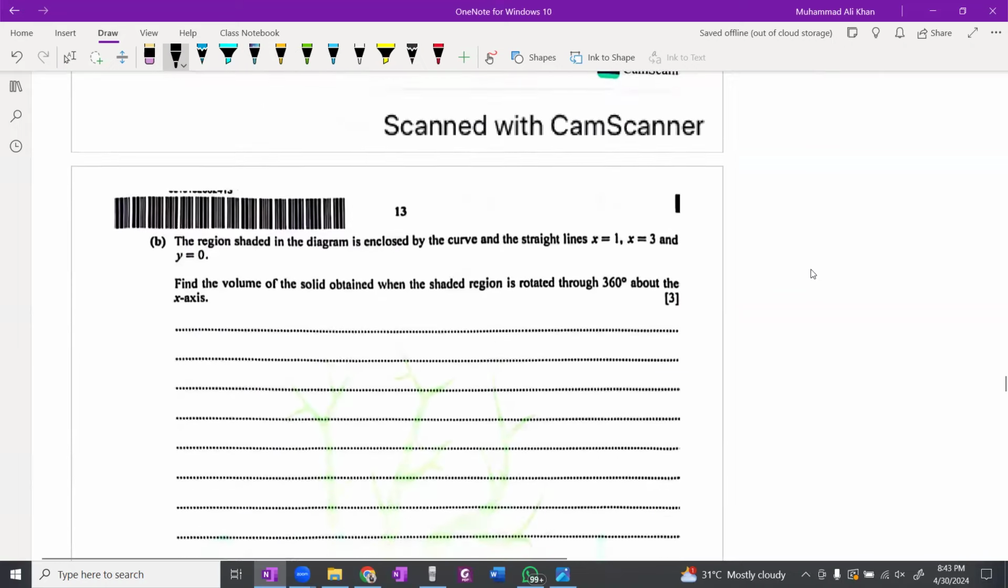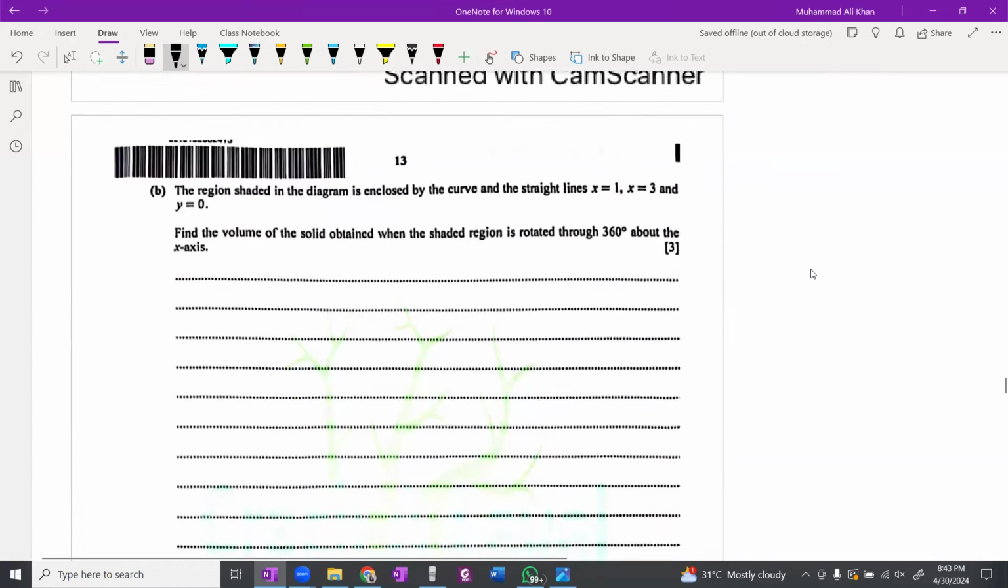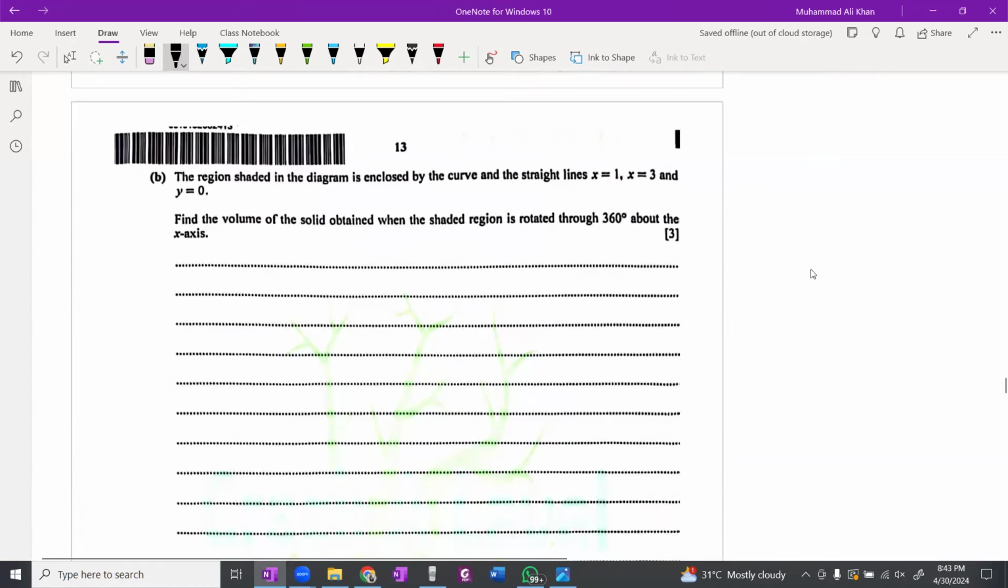After that, the region shaded in the diagram is enclosed by the curve, the straight lines x equals 1, x equals 3, and y equals 0. Find the volume of the solid obtained when the shaded region is rotated. Okay, we have to calculate the volume. So how can we calculate the volume? Integrate the square of the curve. The curve is under root, so after squaring, it will be 2x cubed plus 10, and the limits are from 1 to 3.